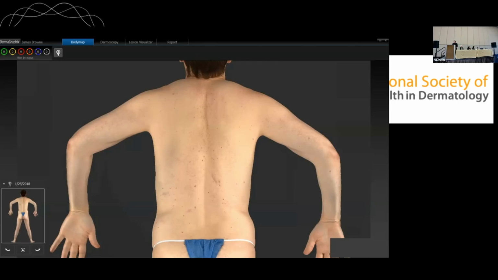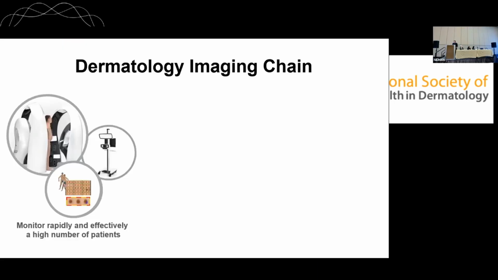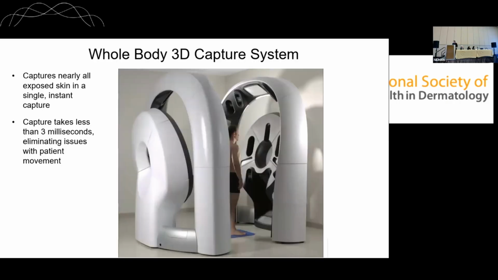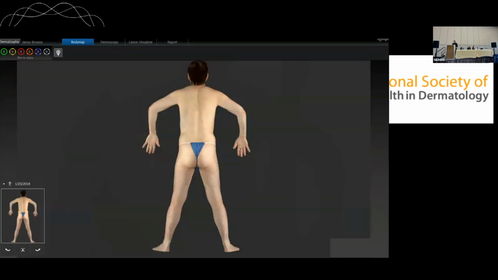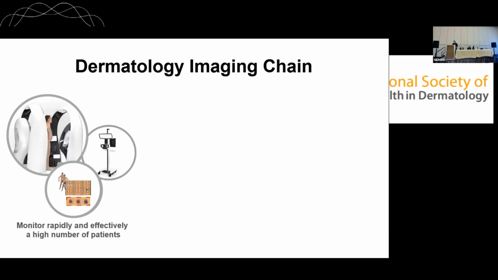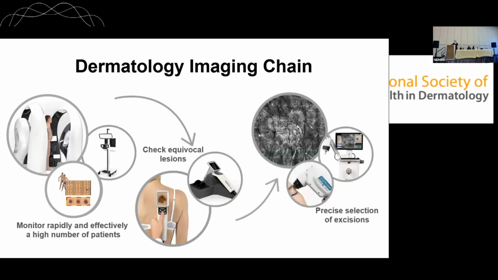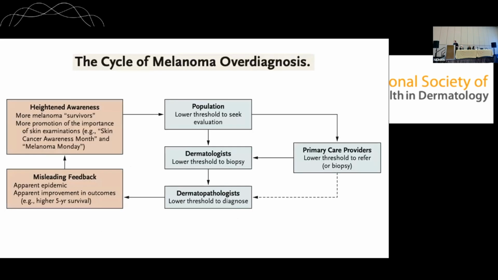The cost is for sure a big limitation. So to come to the conclusion, I think that we have to think not as a single tool, but as a chain in our management of the patient. We see the patient, we take total body photography where it's needed, then the patient goes back. Then we check with dermoscopy, and then finally, if you have it, you can make a better decision with confocal microscopy for the excision.